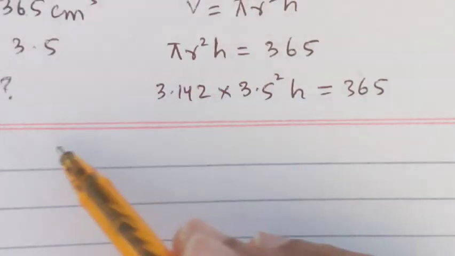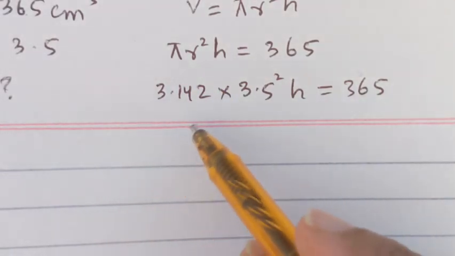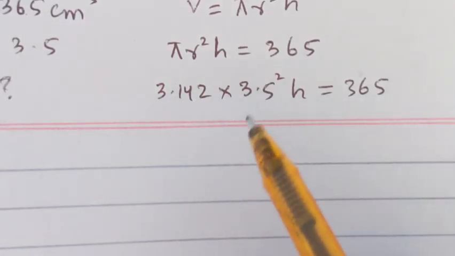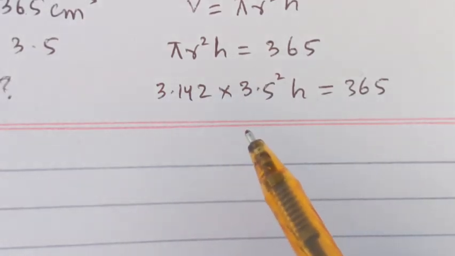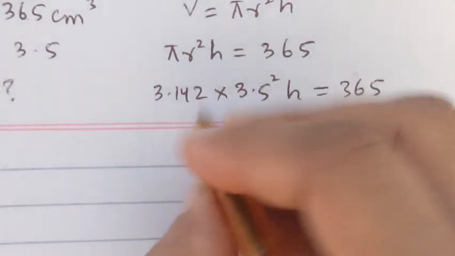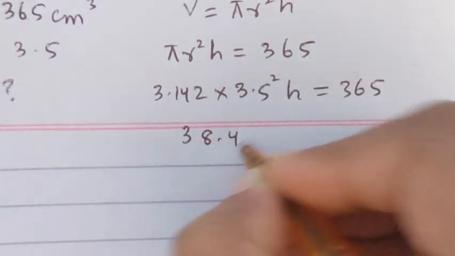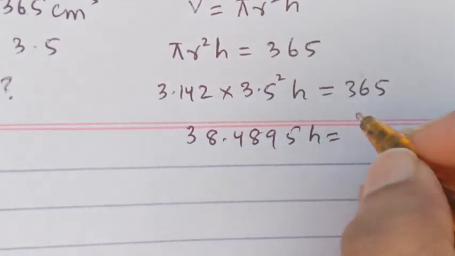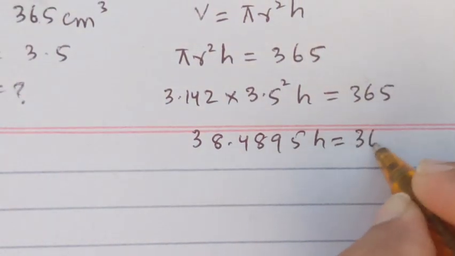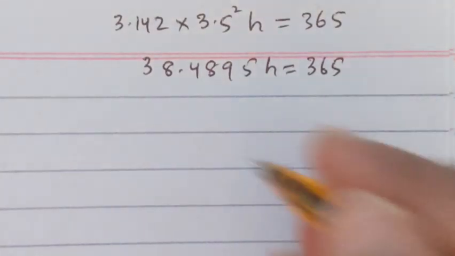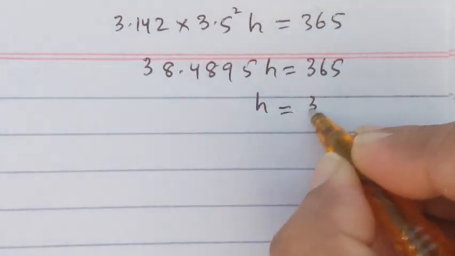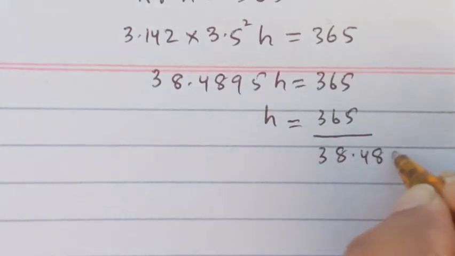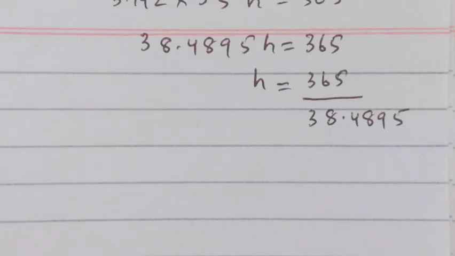and then we will multiply it with 3.142. So we will get the product of pi r square, right, which is around 38.4895 h is equal to 365. So in the next step, to find out height, we will divide 365 by 38.4895 and we will get the answer.